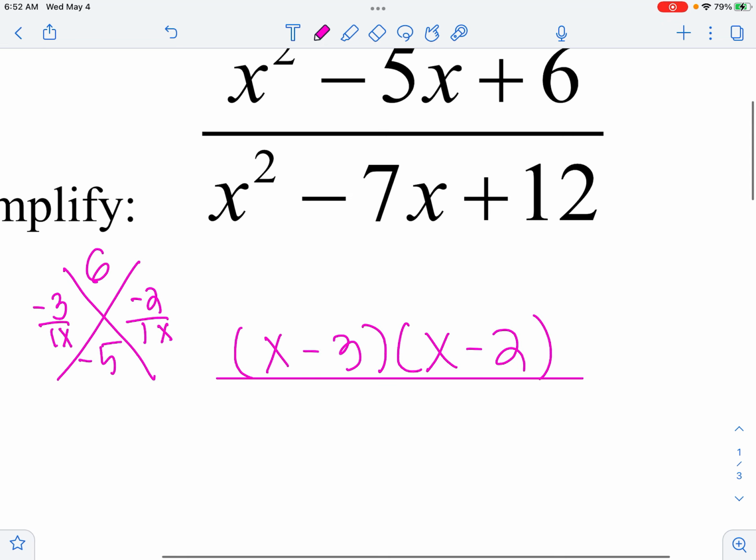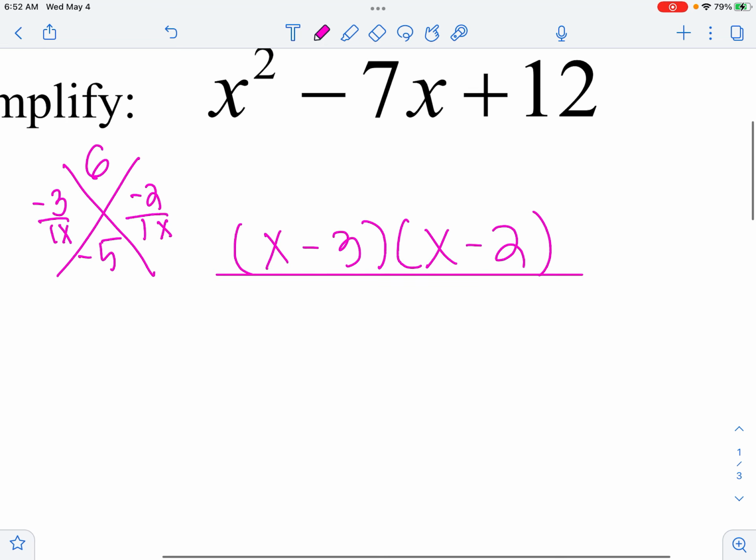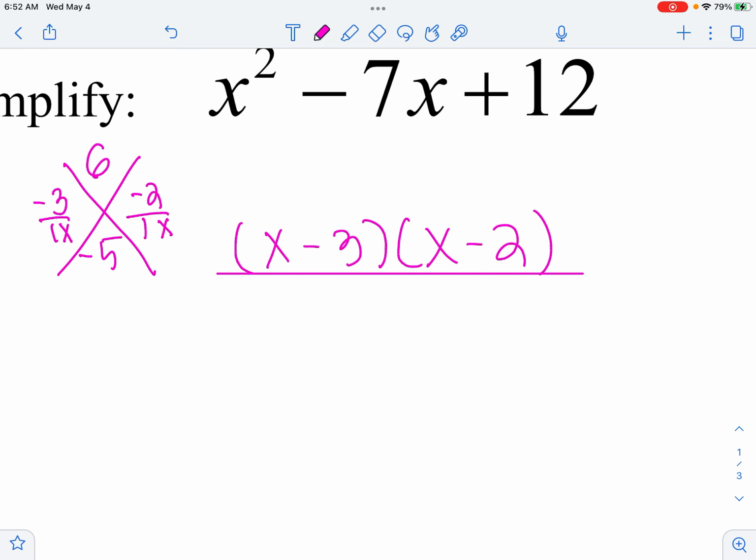That's fine, but these are nice quick ones, so I'm not going to do that for anything that requires mental math. Okay, the denominator is x squared minus 7x plus 12. So two numbers that multiply to give us 12 and add to give us -7 are -4 and -3. So our factors are x minus 4 and x minus 3.